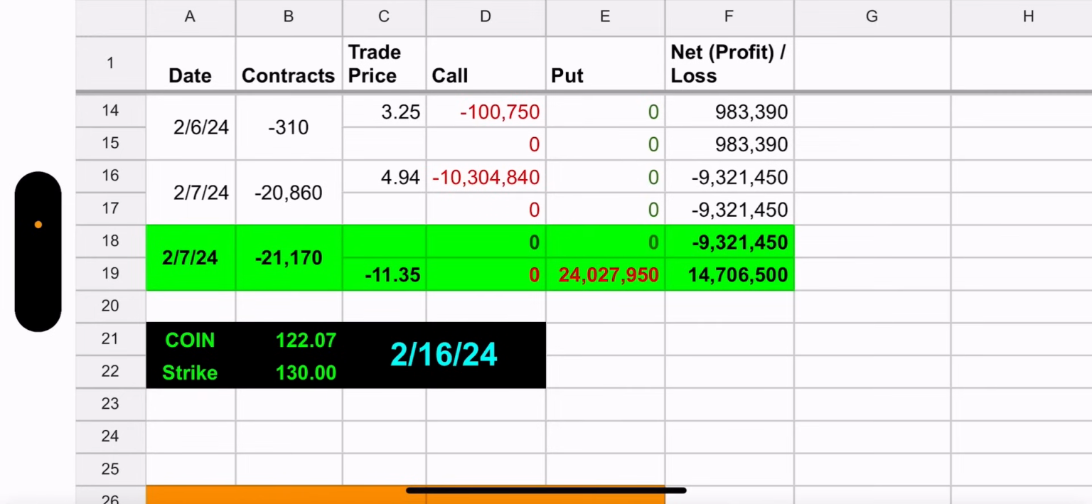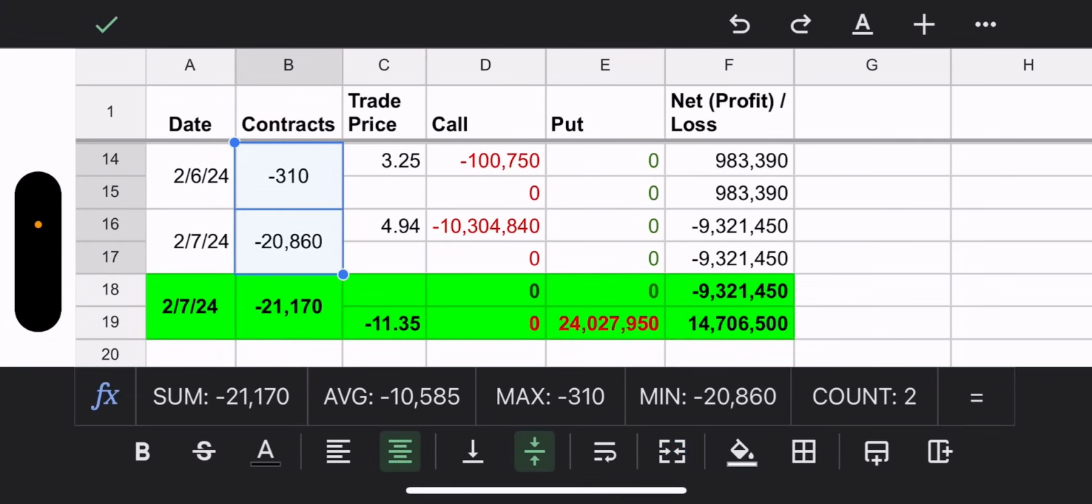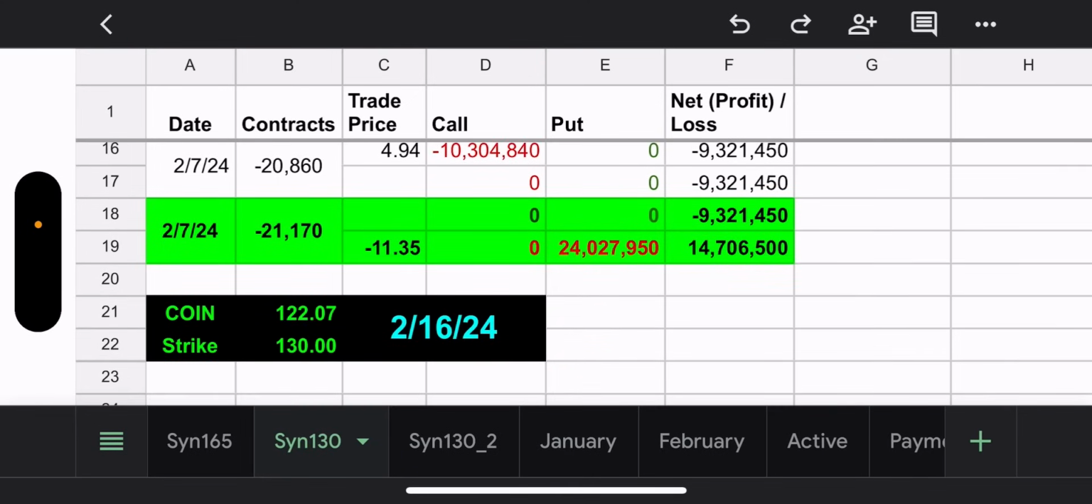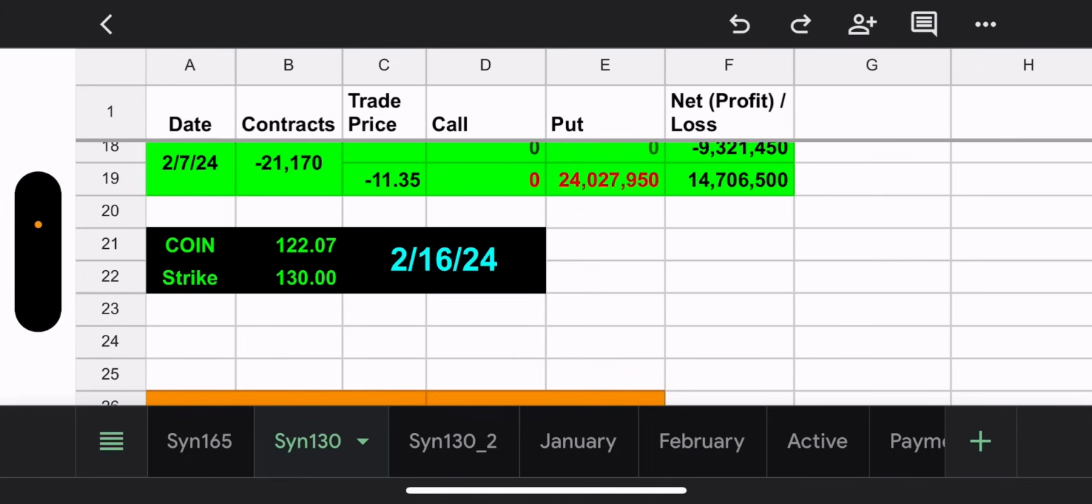That's $100,000. Okay, great. And then they sold the remaining 20,860 part of it, which if you add the two up, it comes to the 21,170, right? If I highlight these two, 21,170, okay? If you see the sum on the bottom. All right, so that's the other sell call. They made $494 per share, 10,304,000. Great, okay? And then they had to, of course, buy the put back. They had to pay $11.35 for that, so that cost them $24 million. In the end, they lost $14.7 million on this synthetic.